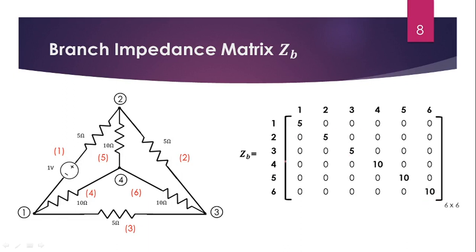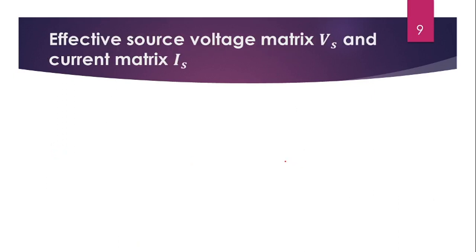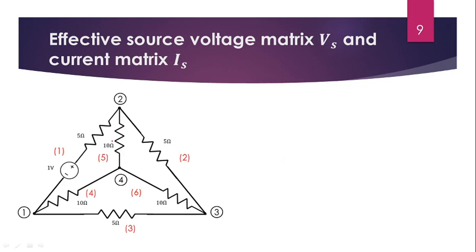What is the fourth step? We have to find the equivalent, or effective, source voltage matrix, or effective source current matrix. Again, the voltage and current source matrices we can find from the circuit or the given network. So what is the given network we have? The source voltage matrix Vs is nothing but the number of branches by 1.